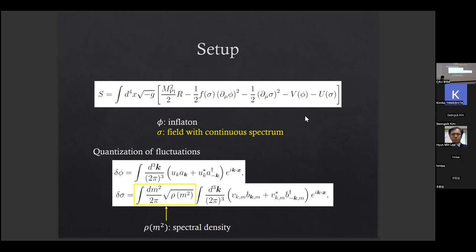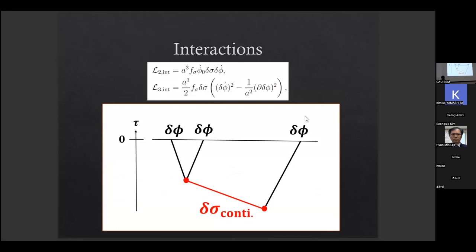For the interaction, you can find this kind of two-point interaction. It is a kind of transfer vertex. And you also get this kind of three-point interaction. I should stress that these two interactions do not necessarily give the dominant contribution, but they are really simple, and you can get a fully analytical expression. That's why I chose this kind of interaction. From these two interactions, you can draw this kind of diagram.